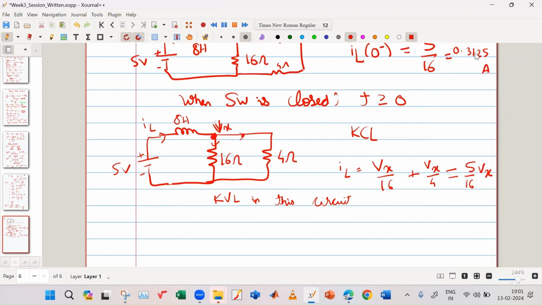Phi is equal to 8 dIL by dt. The two resistances can be converted into a single resistor, that is one method, a parallel combination. Or else I can just write it as Vx. The voltage across this is Vx, so the voltage across this also is Vx, and I have found out Vx. I write it down as Vx.